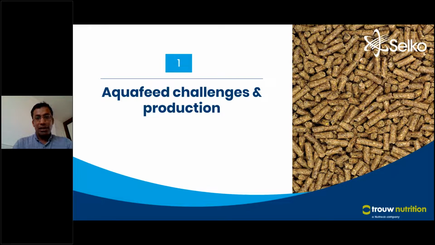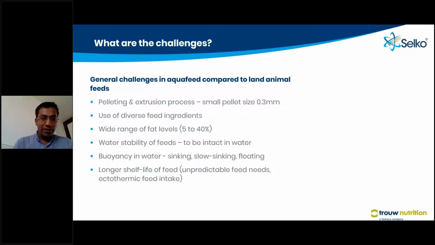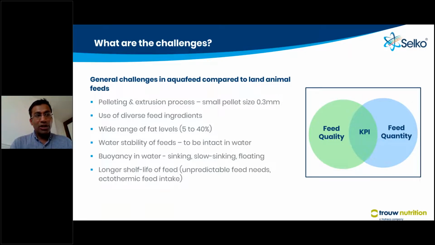Moving on to the first part, aquafeed itself is challenging compared to other animal feeds. When you compare with land animal feeds, in aquafeeds you are playing with pelleting and extrusion, but also different sizes, diverse feed ingredients, more than 15 different ingredients used. A wide range of fat is included. There is the problem with water stability, a very important focus, and of course the sinking aspect is very important, and you need longer shelf life as well. That's a challenge for the production manager, production operator or quality people in the feed mill. It is important to balance the trade-off, to focus on feed quality and at the same time feed quantity. So it's very important to fine-tune the balance between the quality and quantity of feed produced, or throughput.